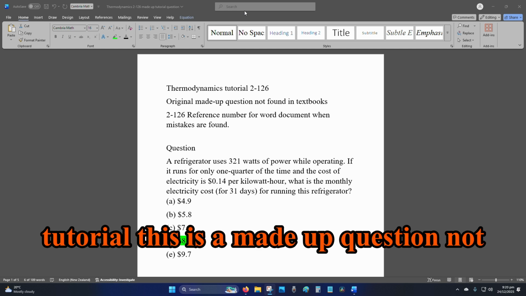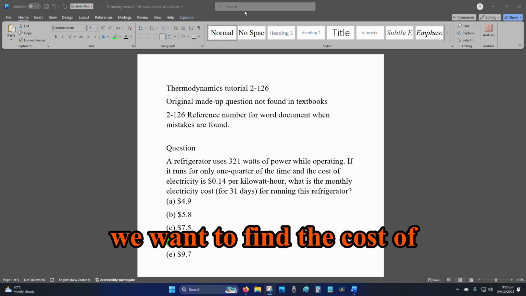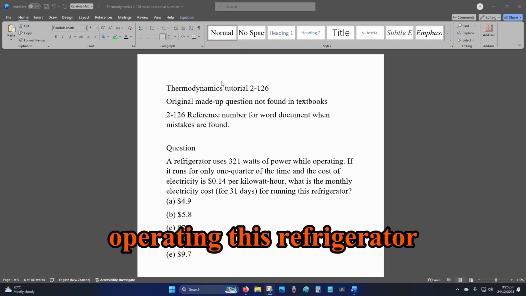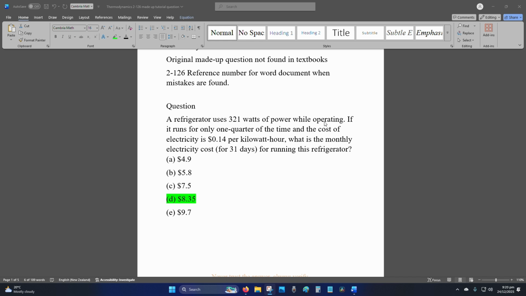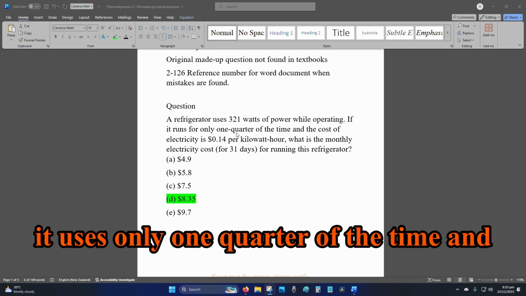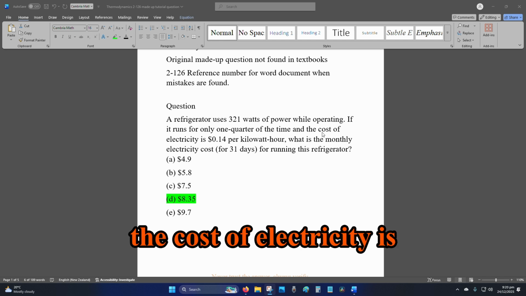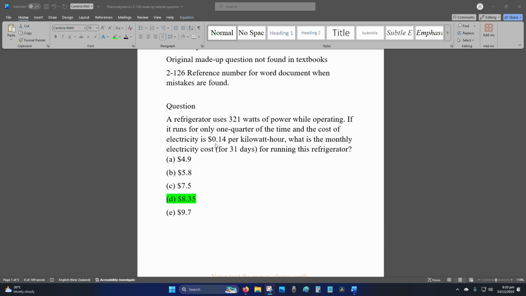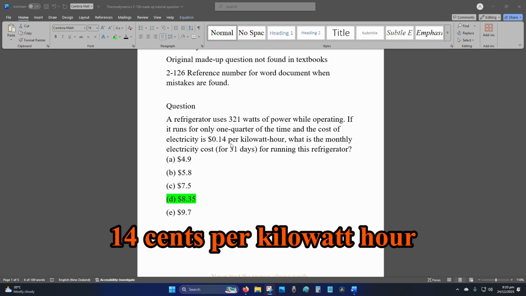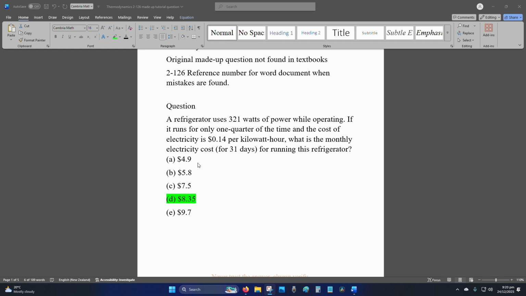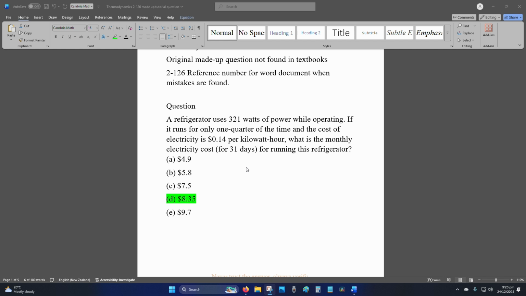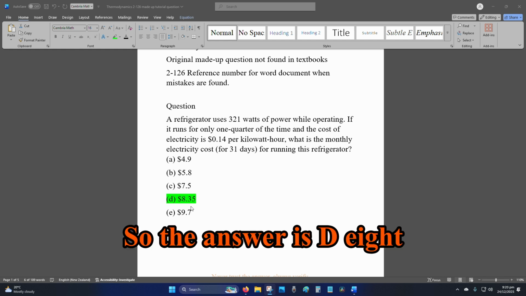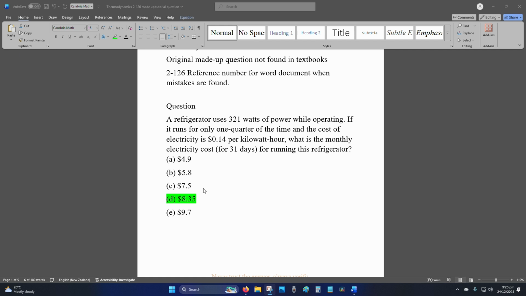This is a made-up question not found in your textbooks. We want to find the cost of operating this refrigerator. It has 321 watts of power while operating. It uses only 1/4 of the time, and the cost of electricity is 14 cents per kilowatt hour. What is the cost for 31 days? So the answer is D, $8.35.